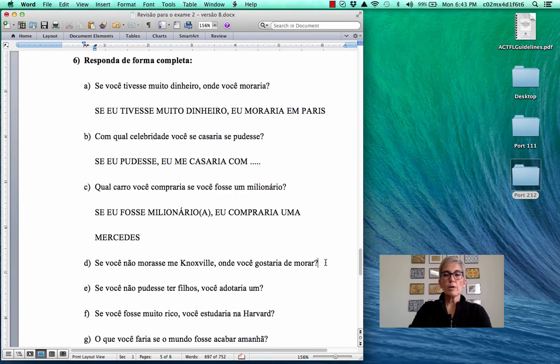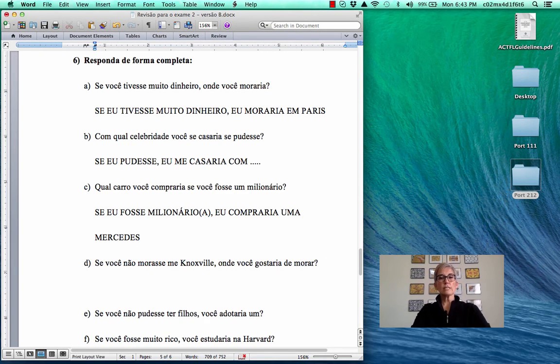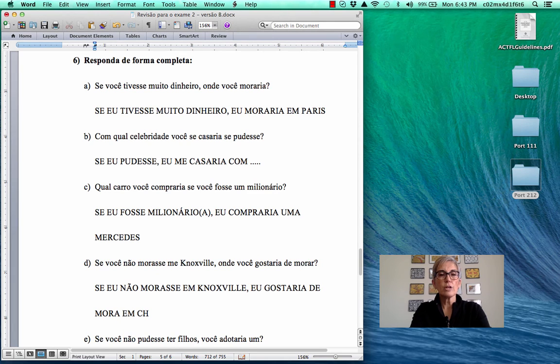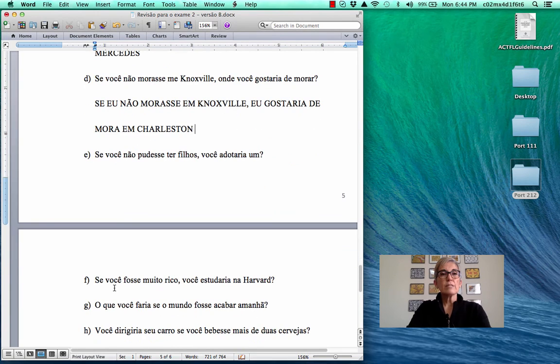Se você não morasse em Knoxville, onde gostaria de morar? So, if you did not live in Knoxville, where would you like to live? Se eu não morasse em Knoxville, eu gostaria de morar em Charleston. Sou eu, tá, gente?